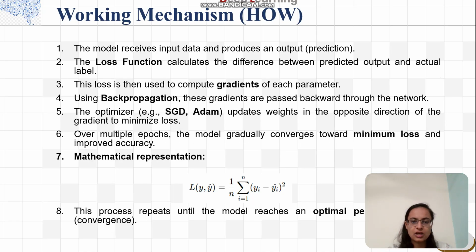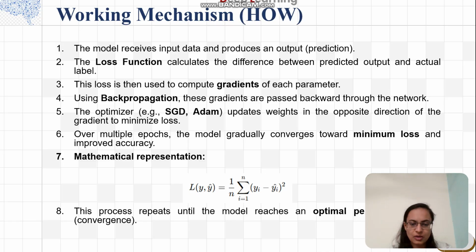Now let us understand what exactly the working mechanism is. The model receives input data and generates predictions. The loss function then calculates the difference between these predicted and actual values. The calculated loss is used to compute gradients for each model parameter. Through backpropagation, these gradients are sent backward through the network. The optimizer, for example stochastic gradient descent or Adam, uses these gradients to update the model weights in the direction that reduces the loss.